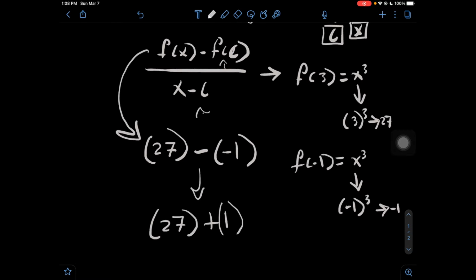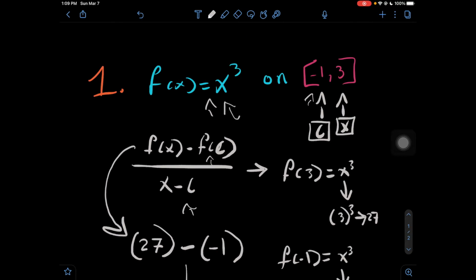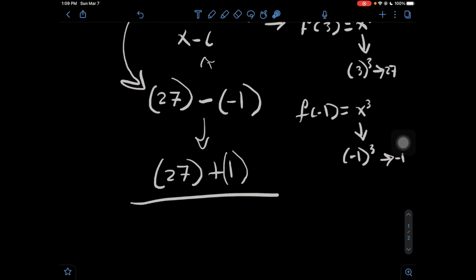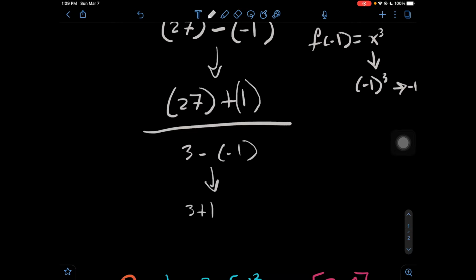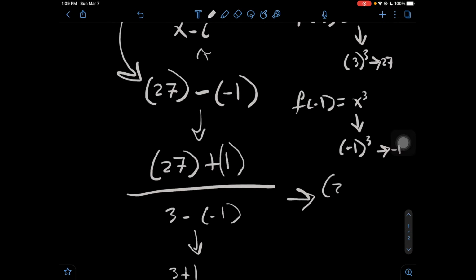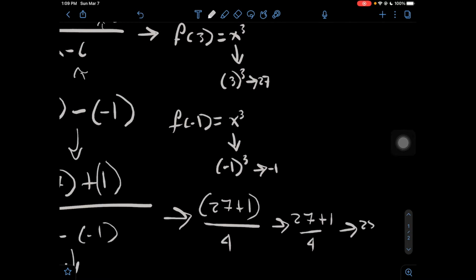Now let's do our denominator. We just got done with our numerator. So now we have x minus c. We said x is 3 from up here, from our interval, and we said c is -1. So we have 3 minus -1. Let's write that down here. 3 minus -1. This becomes 3 plus 1 in our denominator. So let's just rewrite that right here. So we have 27 plus 1 over 4. 27 plus 1 over 4 is 28 over 4, which is just 7.